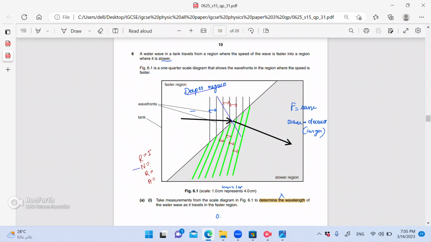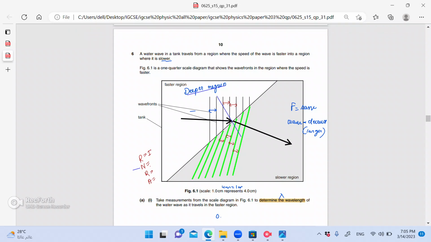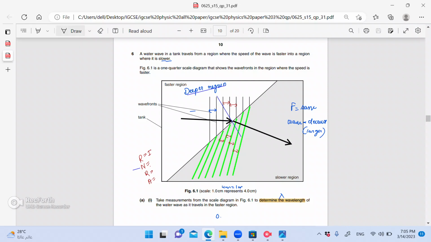Yes, look at this question. This is May June 1531, question number 6. A wave in a tank travels from a region where the speed of the wave is faster into a region where it is slower. So, where is the speed faster? And where is the speed slower?